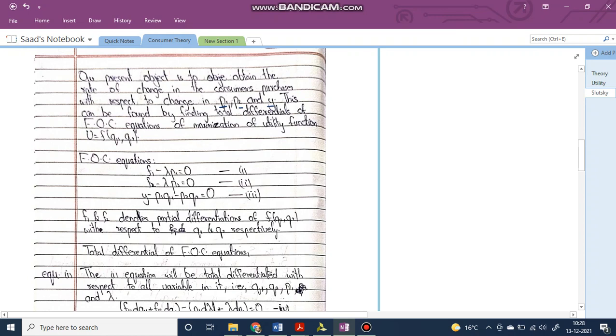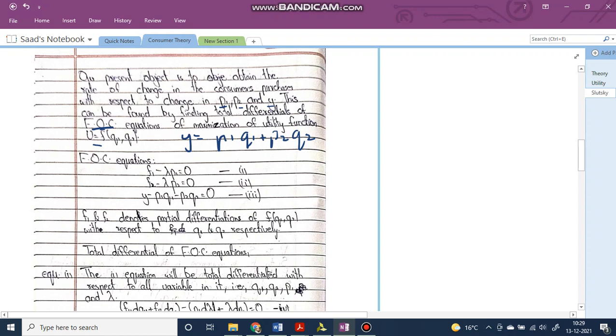This I have already made a video known as utility maximization, of which I will upload the link in the description. In this we have our utility function equals to f q1 q2 and budget equation is y equals to p1 q1 plus p2 q2. This is our budget equation, and we will solve this by Lagrangian method and find the utility maximization first order conditions equation.